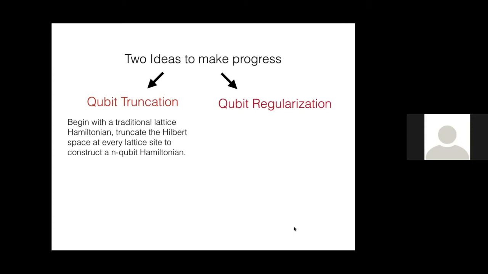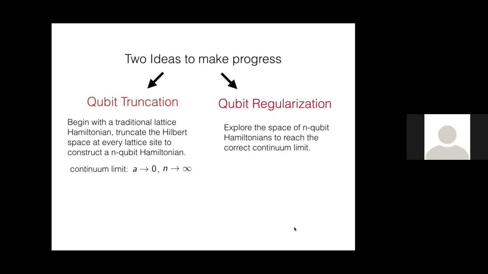But in this approach, as you will see in a moment, there is a slight difference in the way in which we think about the continuum limit. A different approach is to think about a regularization. So think about exactly like how we thought about regularizing space-time on a lattice. You can think about even regularizing the infinite dimensional Hilbert space on each site. So here you explore the space of n qubit Hamiltonians to reach the continuum limit, right? You look at it in a different way.